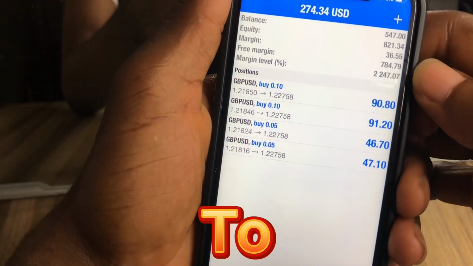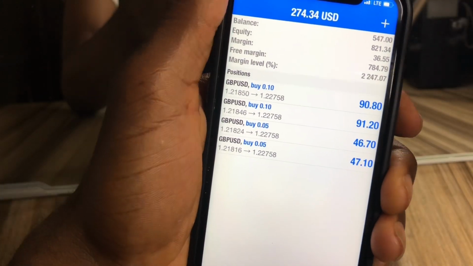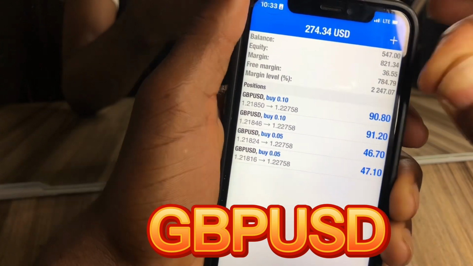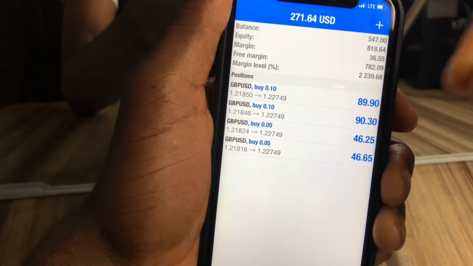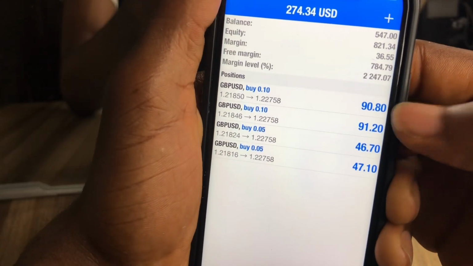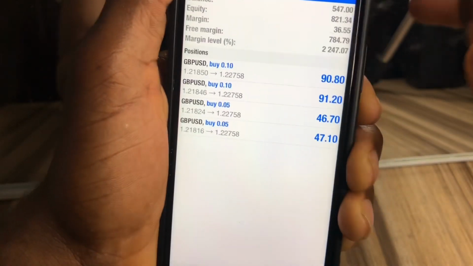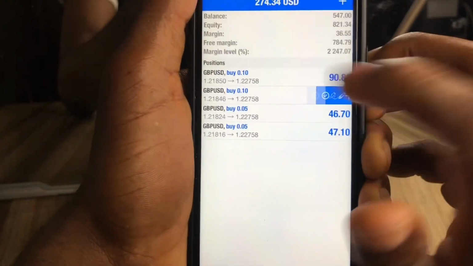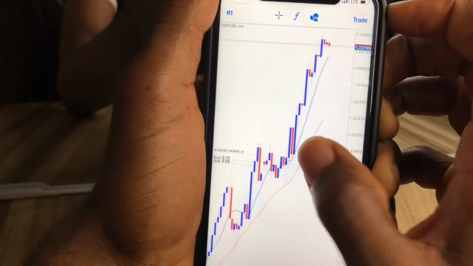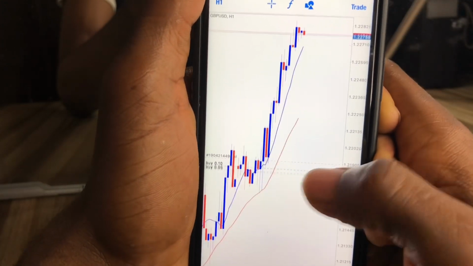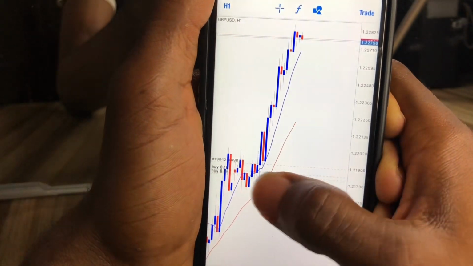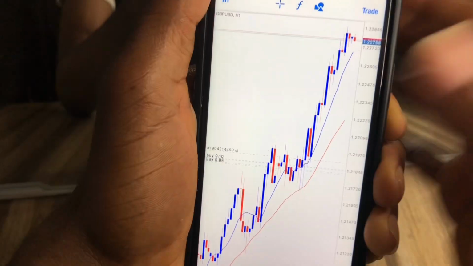Okay, so welcome to this video, and right here I'm currently in a trade on GBP USD. Now this trade is currently running 90 pips, almost close to 100 pips. Let me show you guys everything. Let me show you my entry for this trade. You could see my entry for this trade is crazy. And I put my stop loss right above to secure profit.